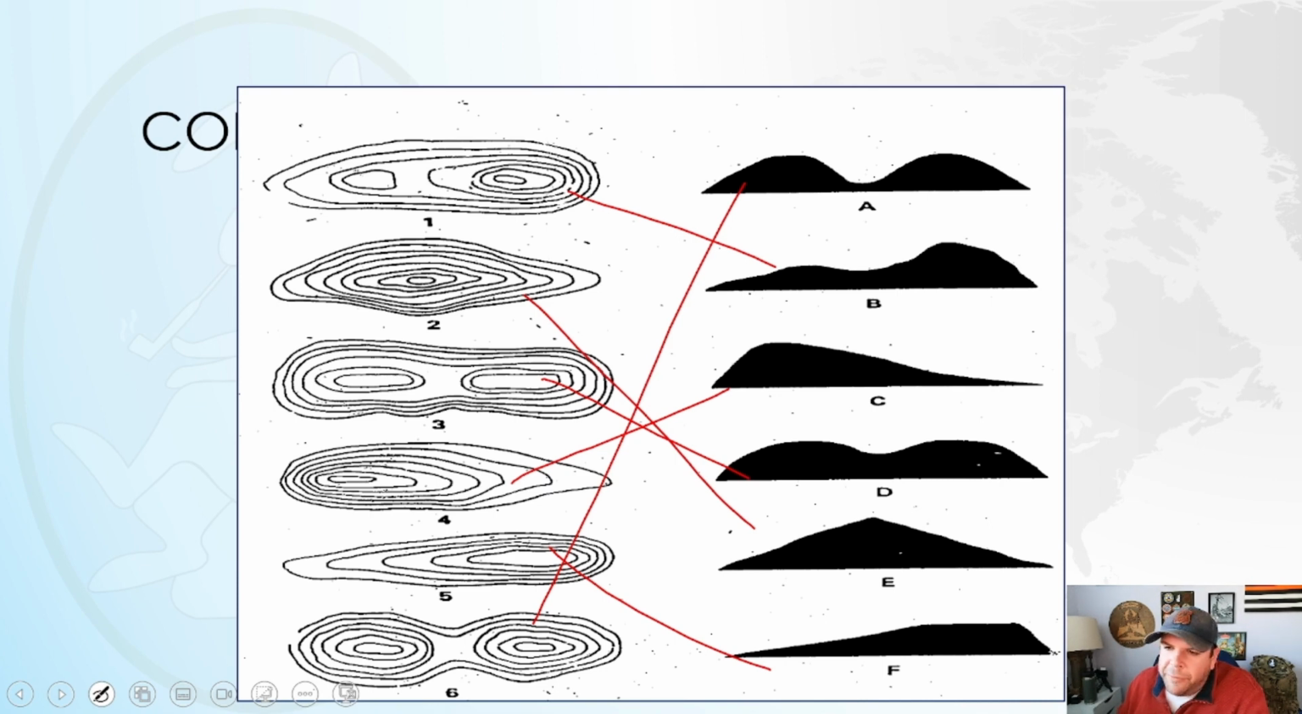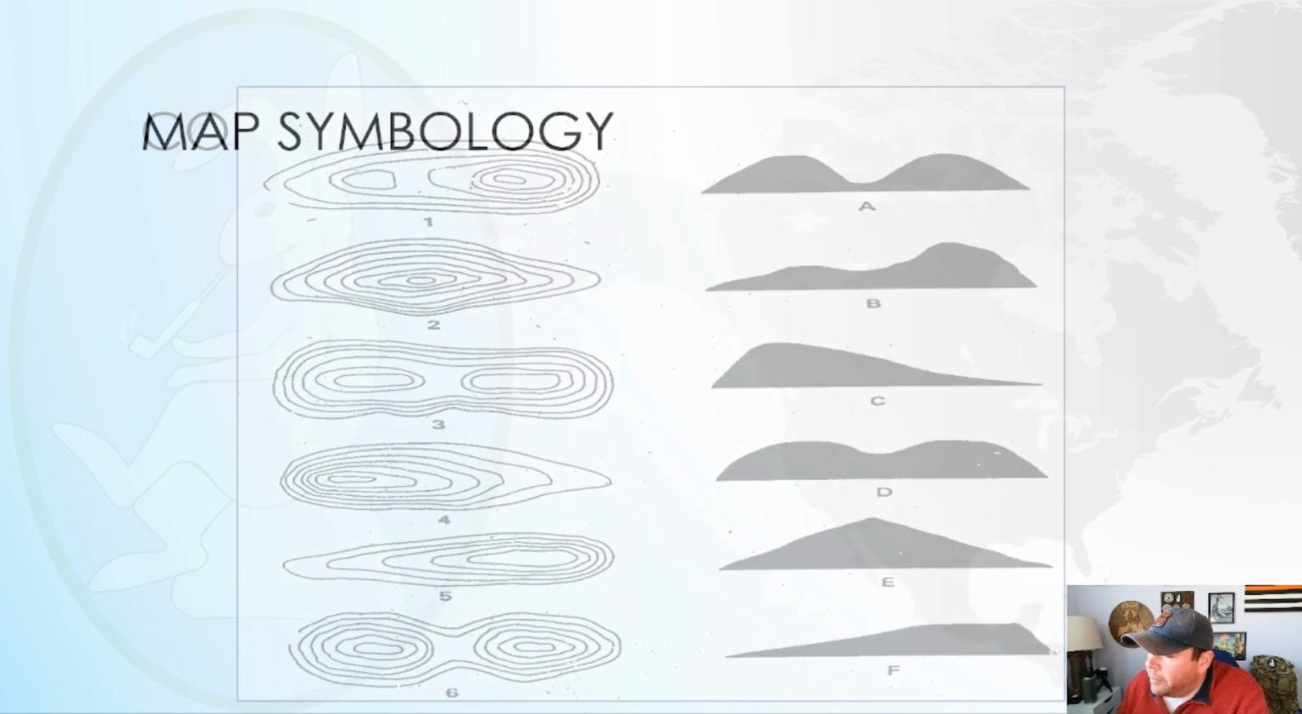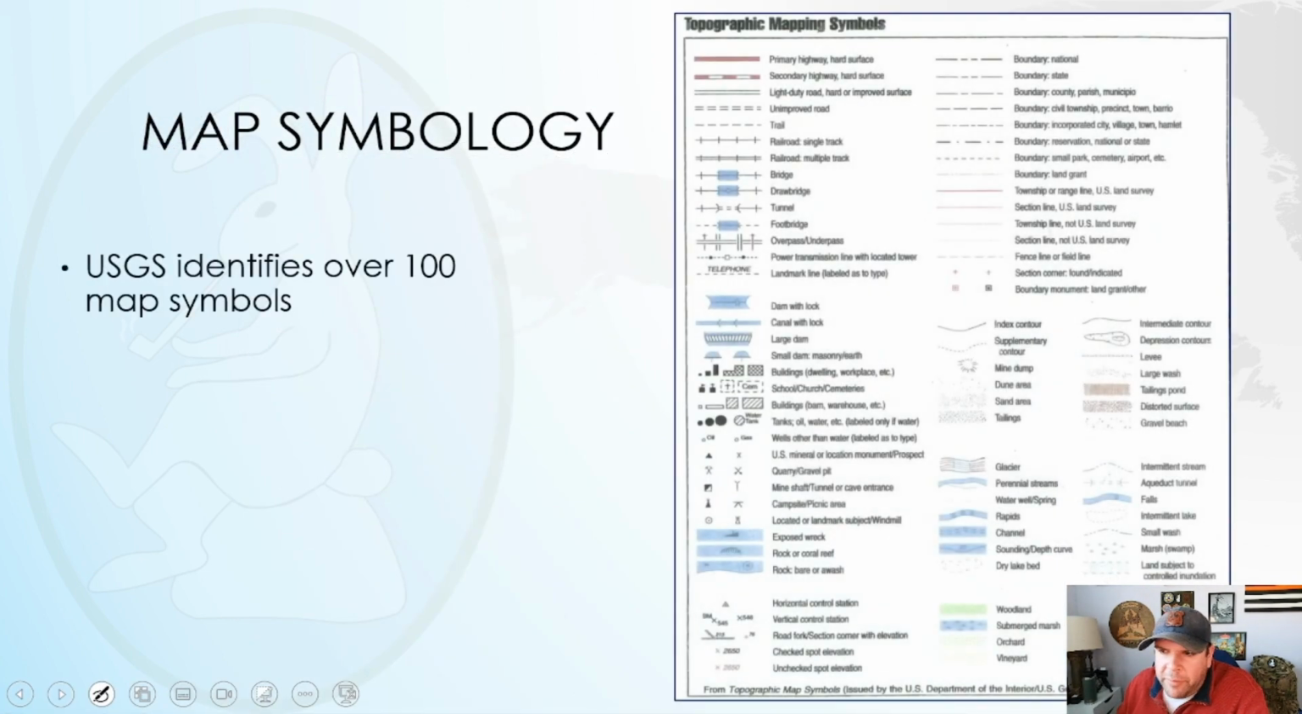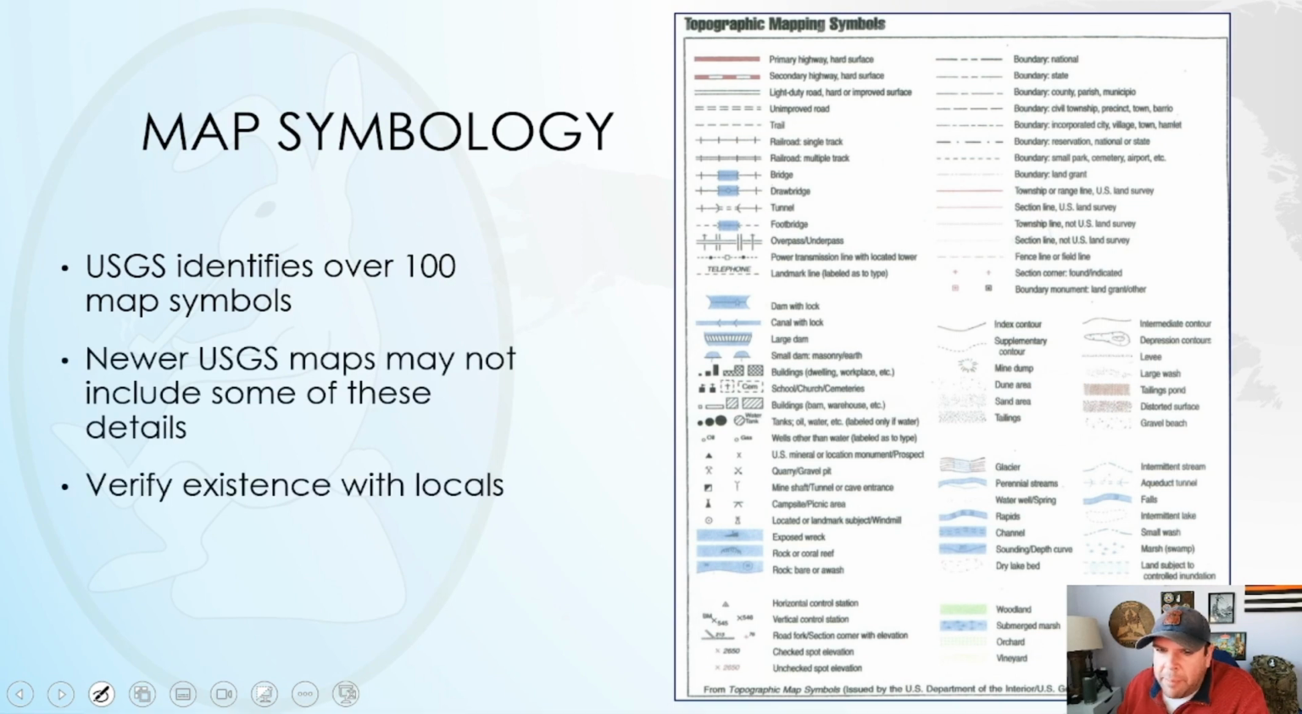Okay? Just a little fun game to kind of get your mind thinking on contours and how we're going to look at the map there. Last slide in this particular video, we're going to talk about map symbology. Looking back at those maps, there were a lot of symbols on those maps, and all of those symbols are going to have meanings for us. The U.S. Geological Survey identifies over 100 map symbols. There's a ton of them that can appear on our map, and it's in understanding what those are telling us.